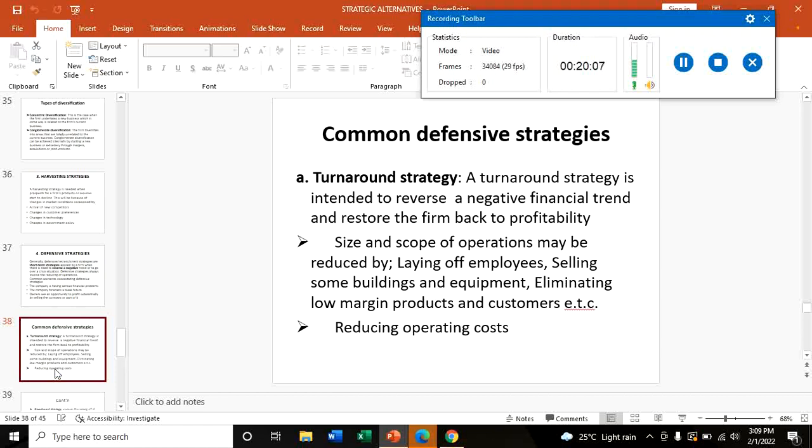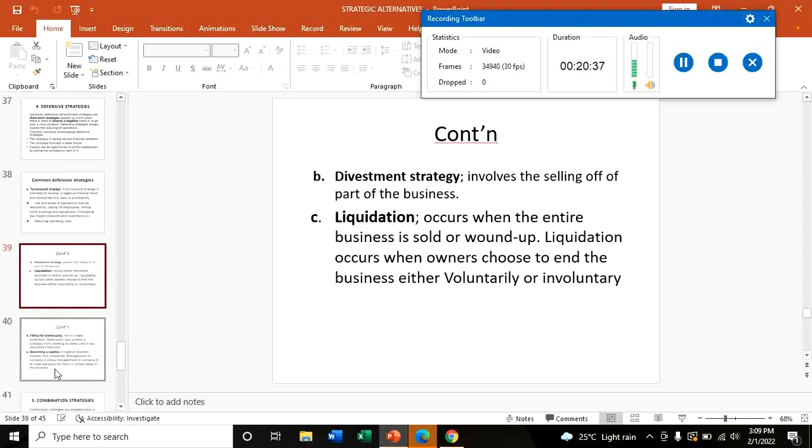Here, this is when an organization is facing a negative financial trend, and to go back to profitability, like organizations have been in COVID, you can reduce the size and scope of operations in an organization, either lay off some employees, selling part of the buildings and equipment, eliminating some products which are not fetching returns and things of that nature. You can also reduce the operations. That way you are likely to combat a negative financial trend.